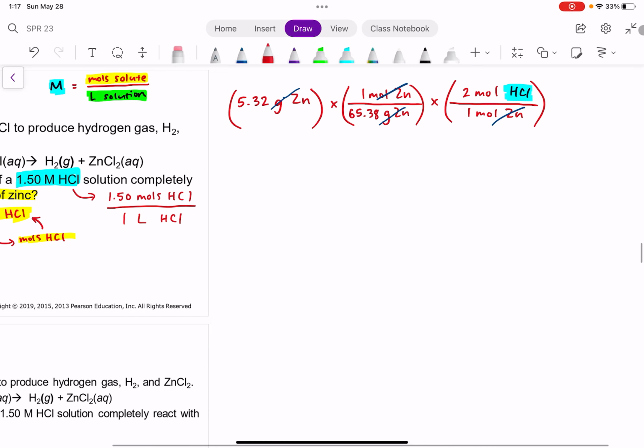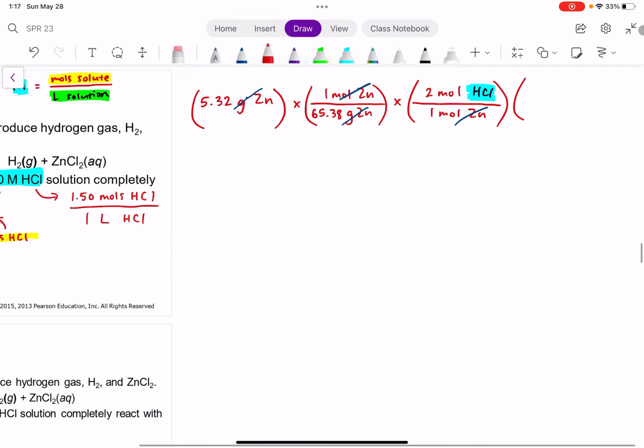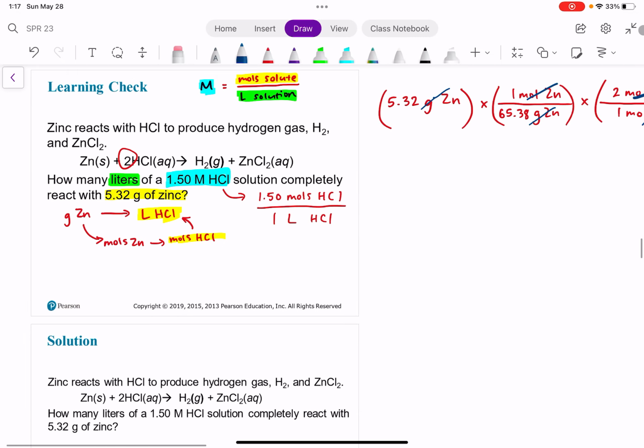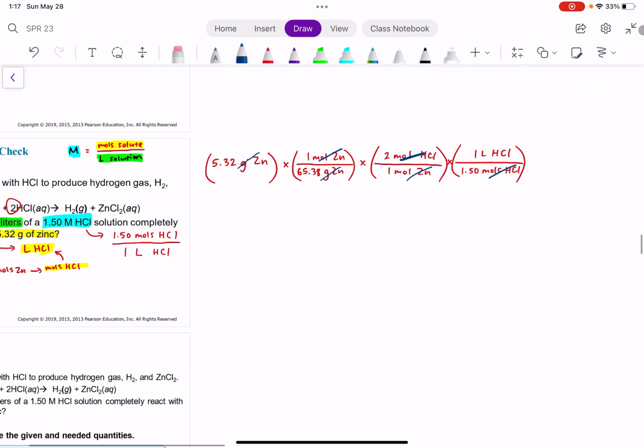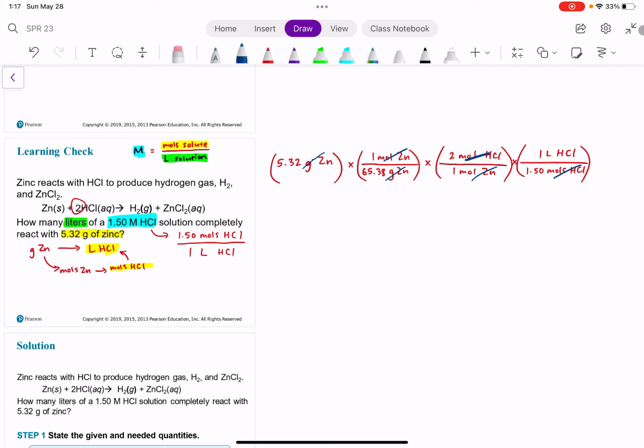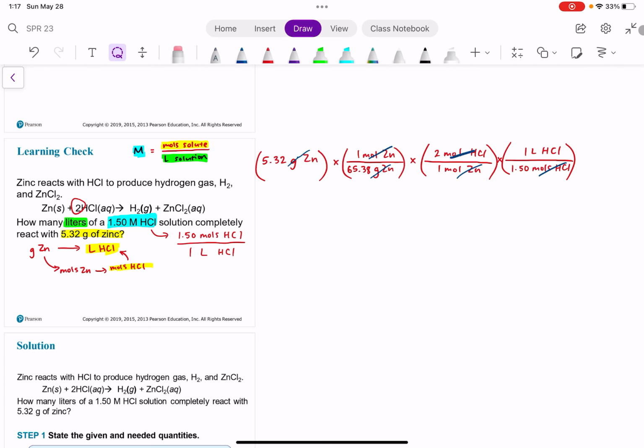So let's use that molarity as our conversion factor: 1.50 moles of HCl per 1 liter of HCl solution. Then we can cancel out those moles of HCl, and we're left with liters of HCl, which is what we wanted. Isn't that kind of cool? Okay, lots of steps there, and I did it all in one step, but you could break it up if you wanted to. It's up to you. I just wanted to show you how to do it all in one step so you could do that in the future.